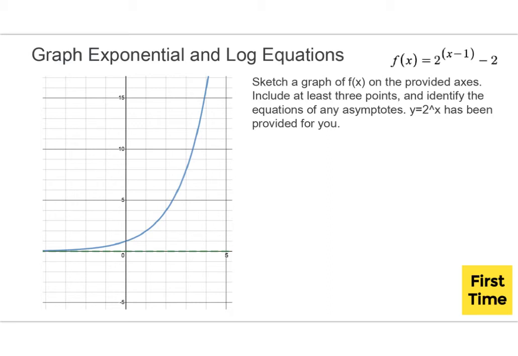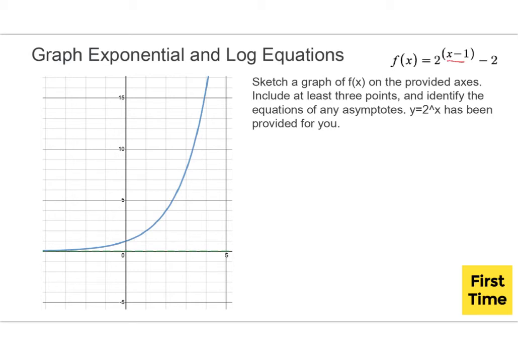For the last section, we're doing some graphing of exponential and log functions. You're given the mother function for y equals 2 to the x, and we're trying to graph 2 to the x minus 1 minus 2. You've got to show asymptotes. You've got to show a few points. So I'm going to do this with transformations.